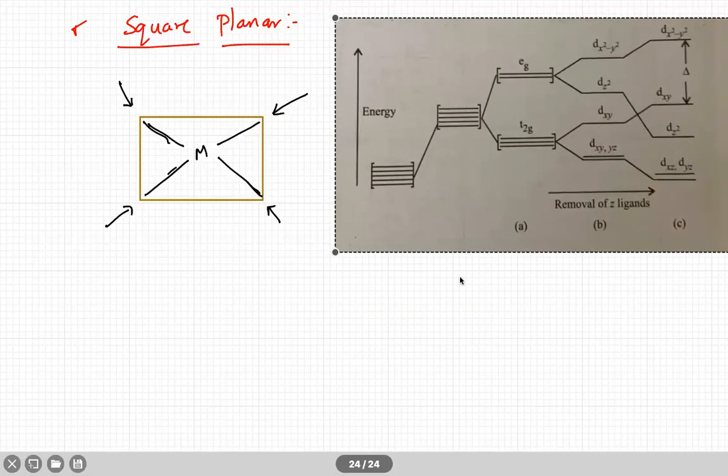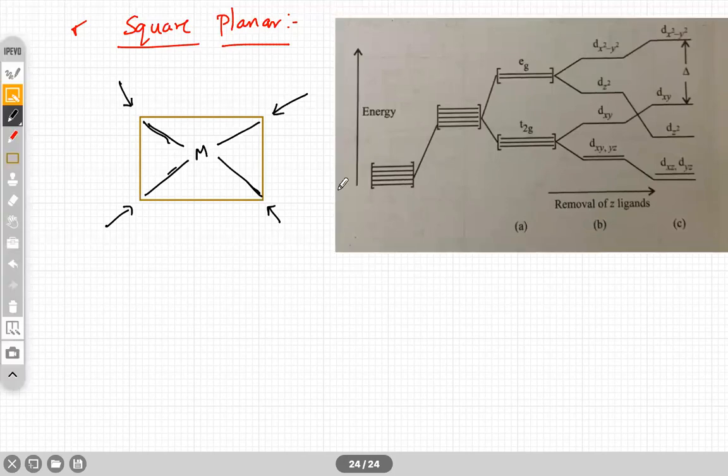See what happens here, since the ligands are approaching the metal along these two orbitals, dx square y square. So this one obviously has the maximum repulsion, so this is the maximum energy, right? In between these two, if you compare dxy and dz square, the dxy orbital is in the xy plane, and ligands are approaching along the xy plane only. That's why the dxy will have more repulsion than dz square.